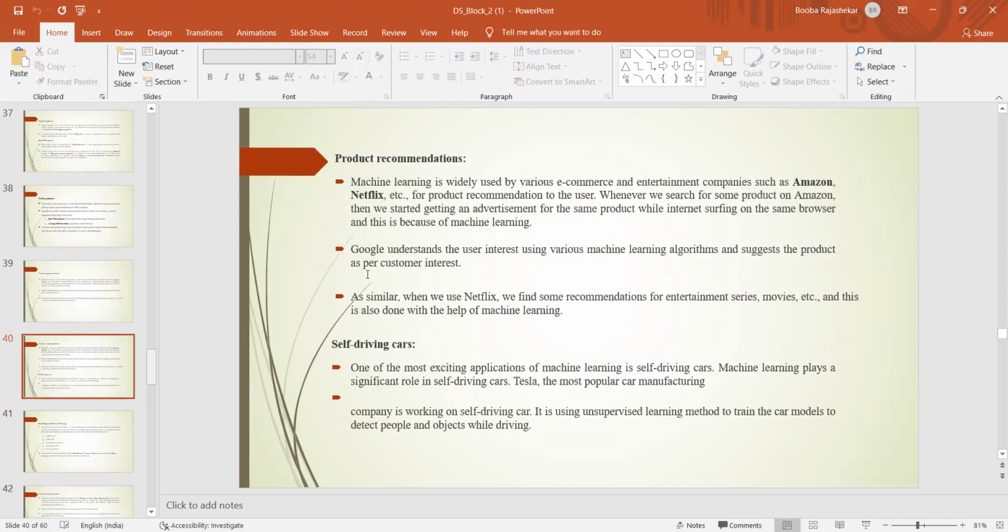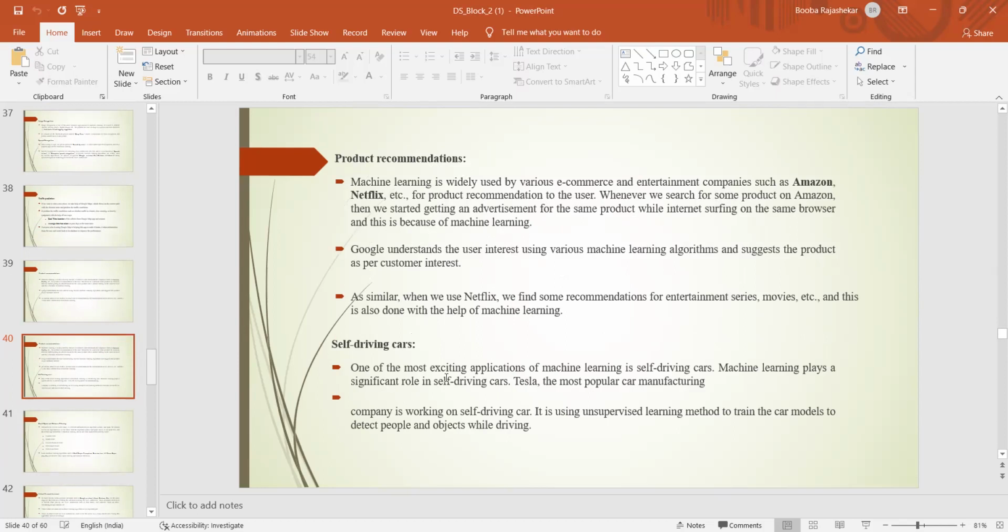So next one is product recommendation. Machine learning is widely used in various e-commerce and entertainment companies such as Amazon and Netflix. So this is the way that Netflix uses it for product recommendation.